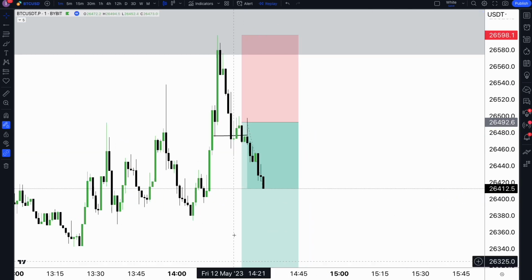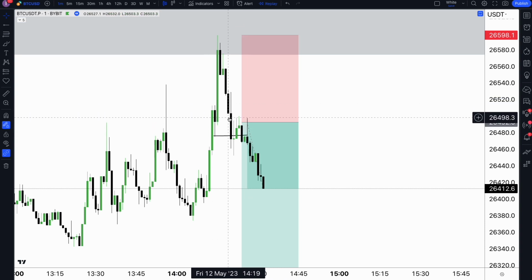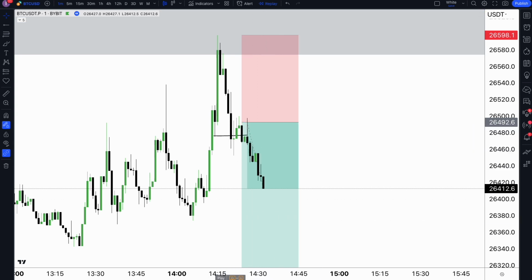Here we can see that price had another retest of that area, the same bearish breaker, again facing major resistance before selling off really quickly afterwards.